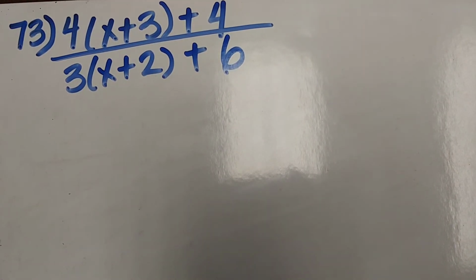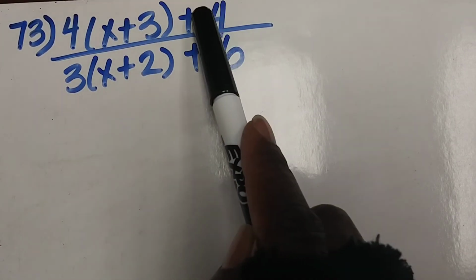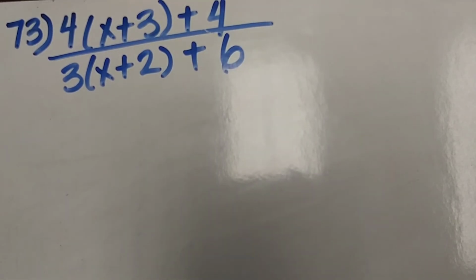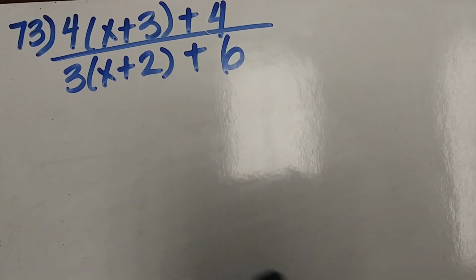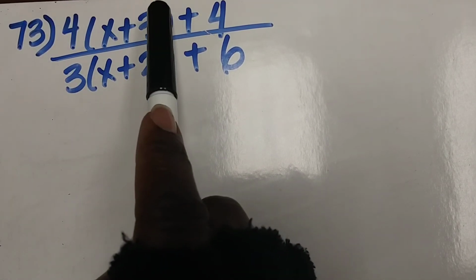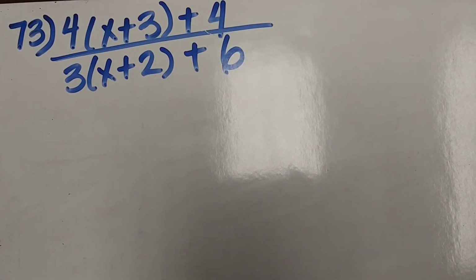You can do this a lot of ways. I see 2 parts. This is the first part, and that's the second part. Or, if I don't want to look at it like that, use the distributive property. 4 times x is 4x, and 4 times 3 is 12. I'm going to do it both ways so you can see which way you like.